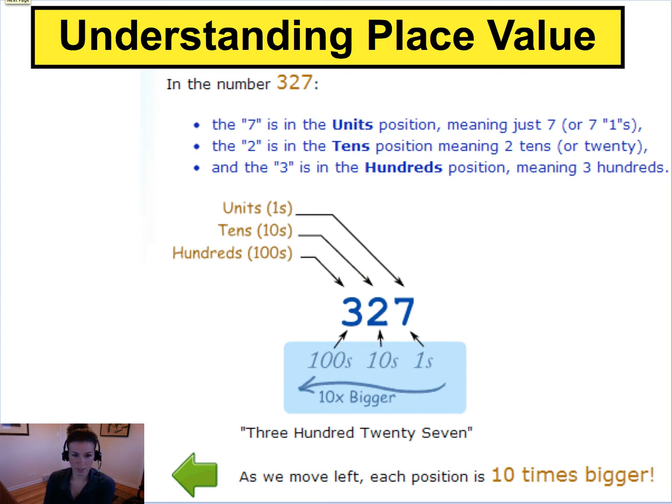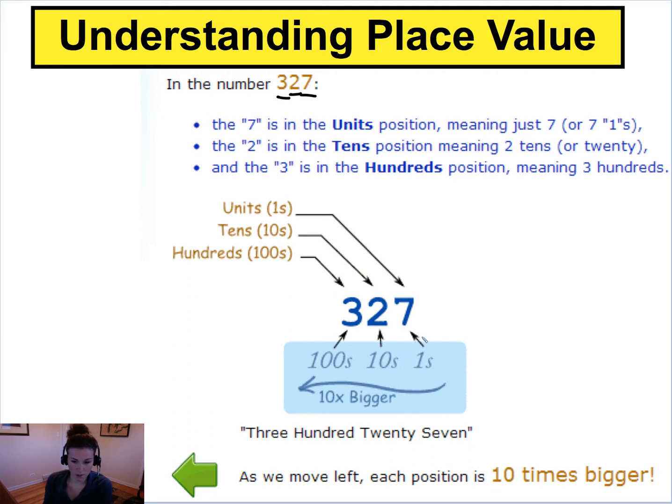Alright, understanding place value. In the number 327, the 7 is in the units, or you might have heard ones, position, and so that just means 7, or you could say 7 ones. The 2 is in the tens position, so that means that you have 2 tens, or 20. And the 3 is in the hundreds position, so that stands for 300.